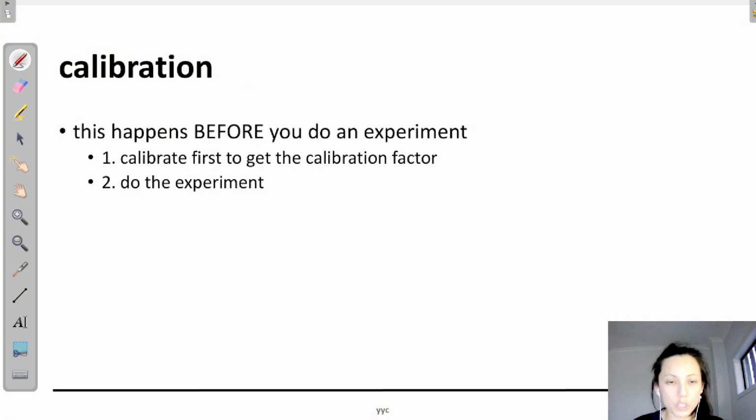Before you do any experiment, you have to calibrate it first. You have to figure out, in this particular calorimeter, how much energy is required to increase the temperature by 1 degree.